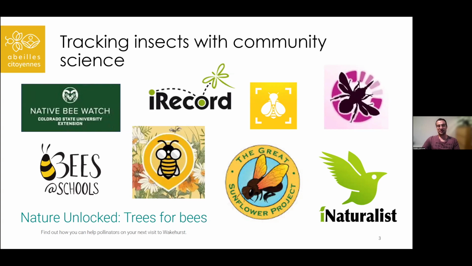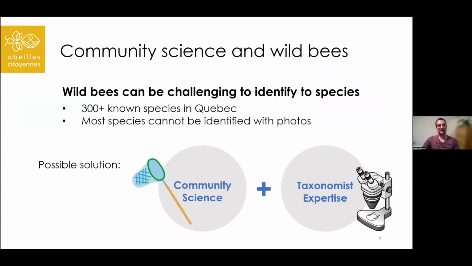Most of these programs are, however, based on photography, which is a challenge when you study wild bees, because wild bees are challenging to identify to the species level, which is the level you need to assess community trends. For example, just in Quebec, we have more than 300 known species of bees, and other than bumblebees, other species cannot really be identified with photography.